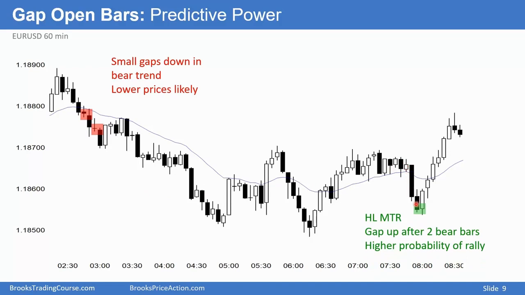A pair of very strong bear bars, but look what happened here. We have a gap up and a bull bar. Traders who saw this bear close thought that maybe we're forming a higher low major trend reversal. Head and shoulders bottom, left shoulder, head, right shoulder. And they thought this might be a last attempt by the bears to continue the bear trend.